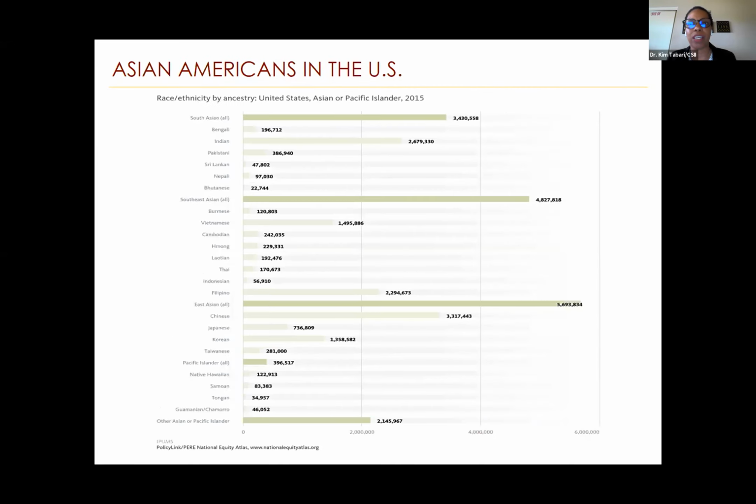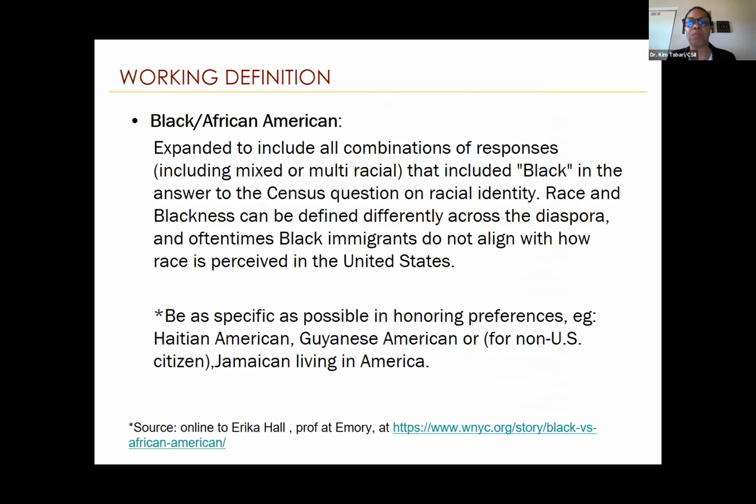And similarly with the Asian American folks in the US, here you can see the majority of folks, 5.6 million, are East Asian from countries like China, Japan, and Korea, and 4.8 million come from Southeast Asia from countries like Vietnam, Cambodia, etc.